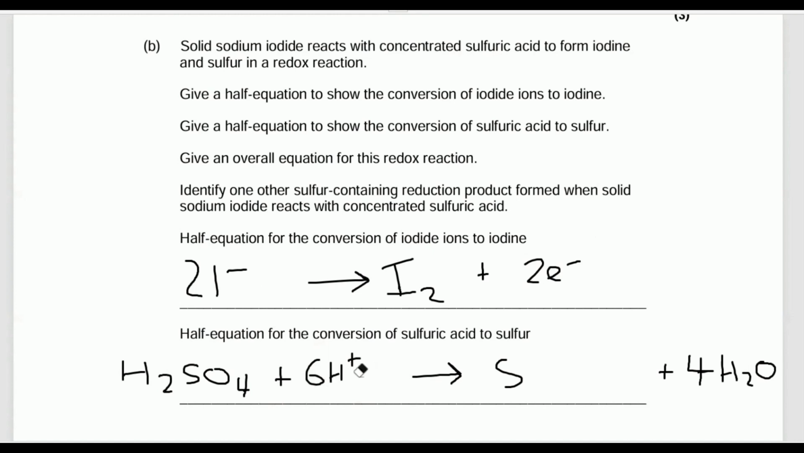I've atomically balanced it, as in there are 8 hydrogens there, there are 8 hydrogens there. There are 4 oxygens there, 4 oxygens there. There's 1 sulfur there, 1 sulfur there. So it's atomically balanced, but it's not electrically balanced. I've got 6 plus here, and I've got no charge here. So I need to get rid of this 6 plus on this side, and that's why I'm going to add 6 electrons to this side.